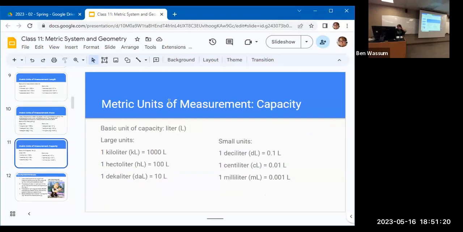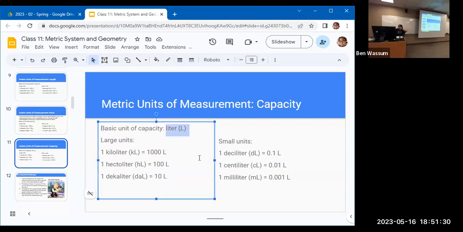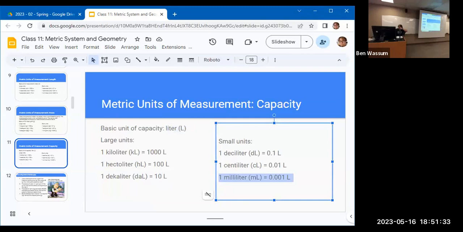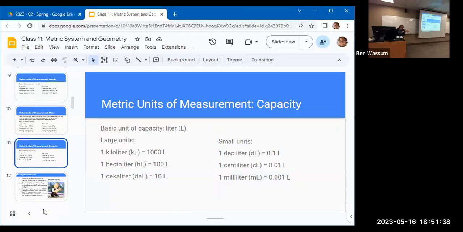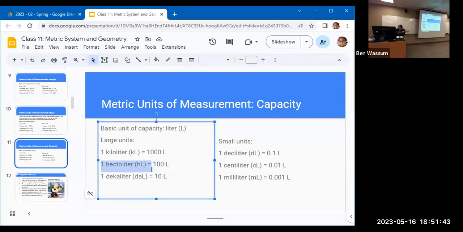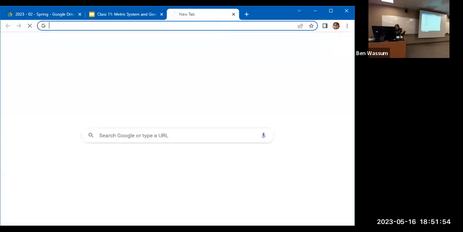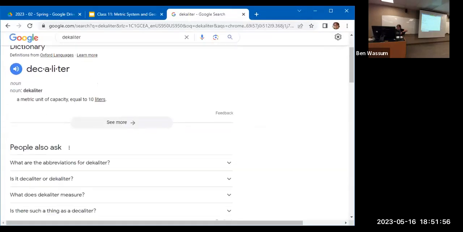Yeah, so other than that, we have capacity. And as I just mentioned, for the most part, you're really just using liters and milliliters. Probably going to cut down these slides in the future because, I mean, these units do exist. There is an HL, there is a DAL, which would make me very uncomfortable. Where can we use this on this type of mission? These particular units? Yeah. I don't know, let's Google decaliters, see where it pops up.